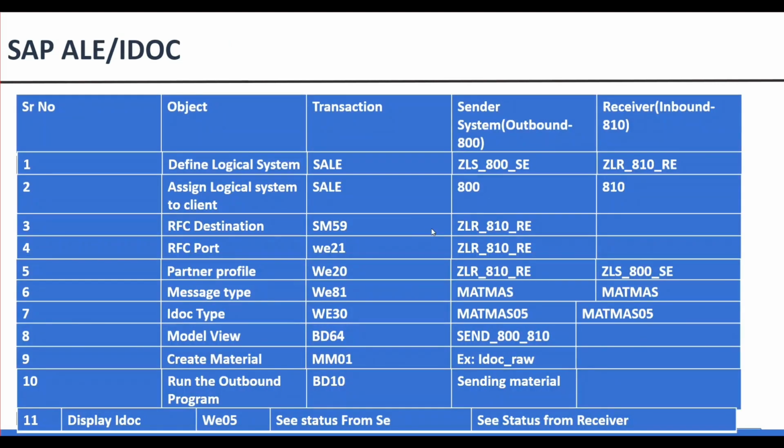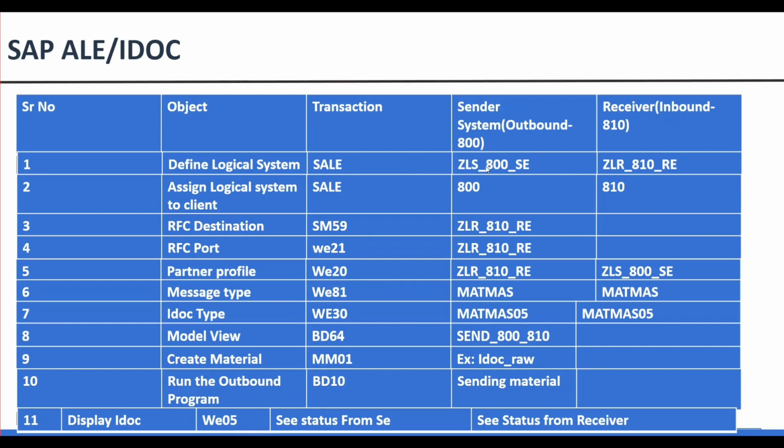What steps will be involved? Here I have written the detailed information. Step number 1, you should create different logical systems. The transaction code is SALE. The sender side you can maintain. The sender system side you should maintain, and both logical systems on the sender side.